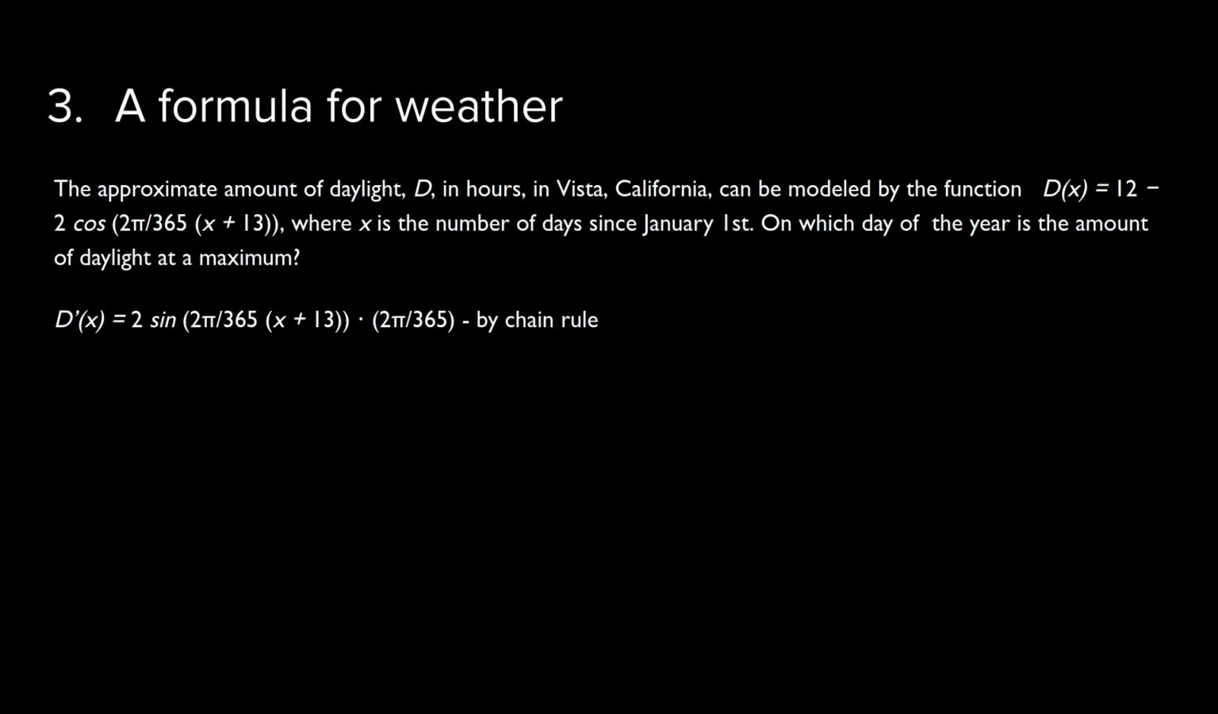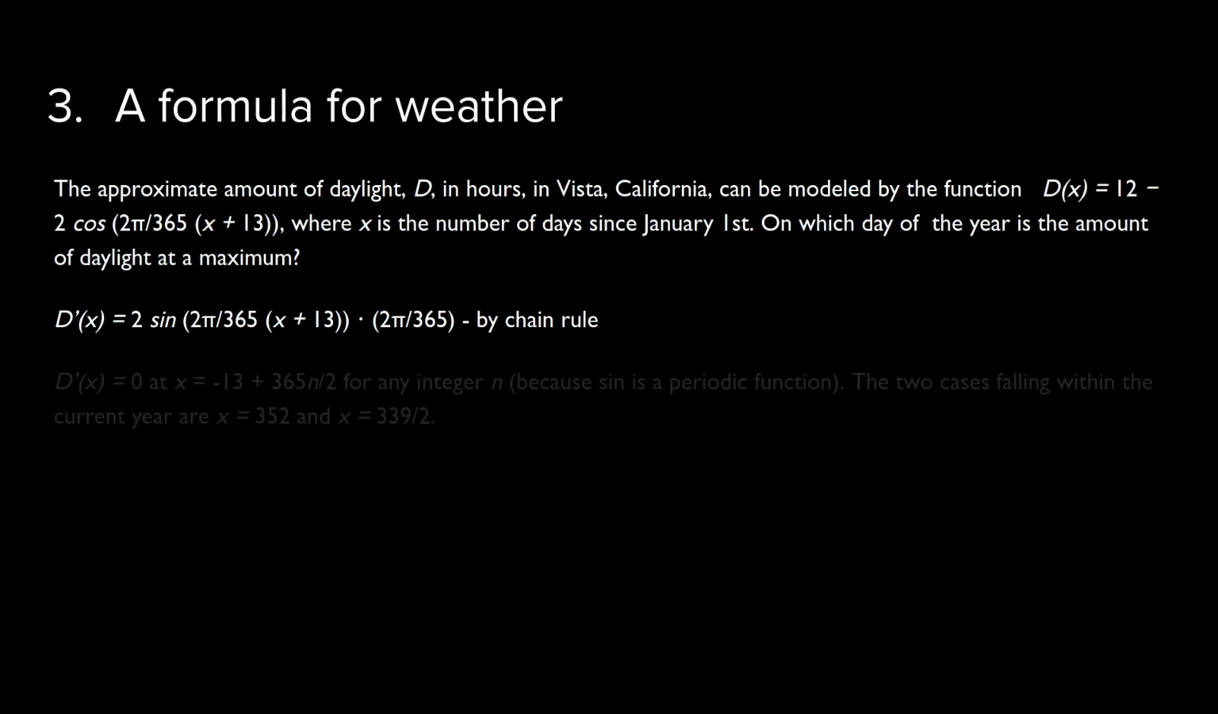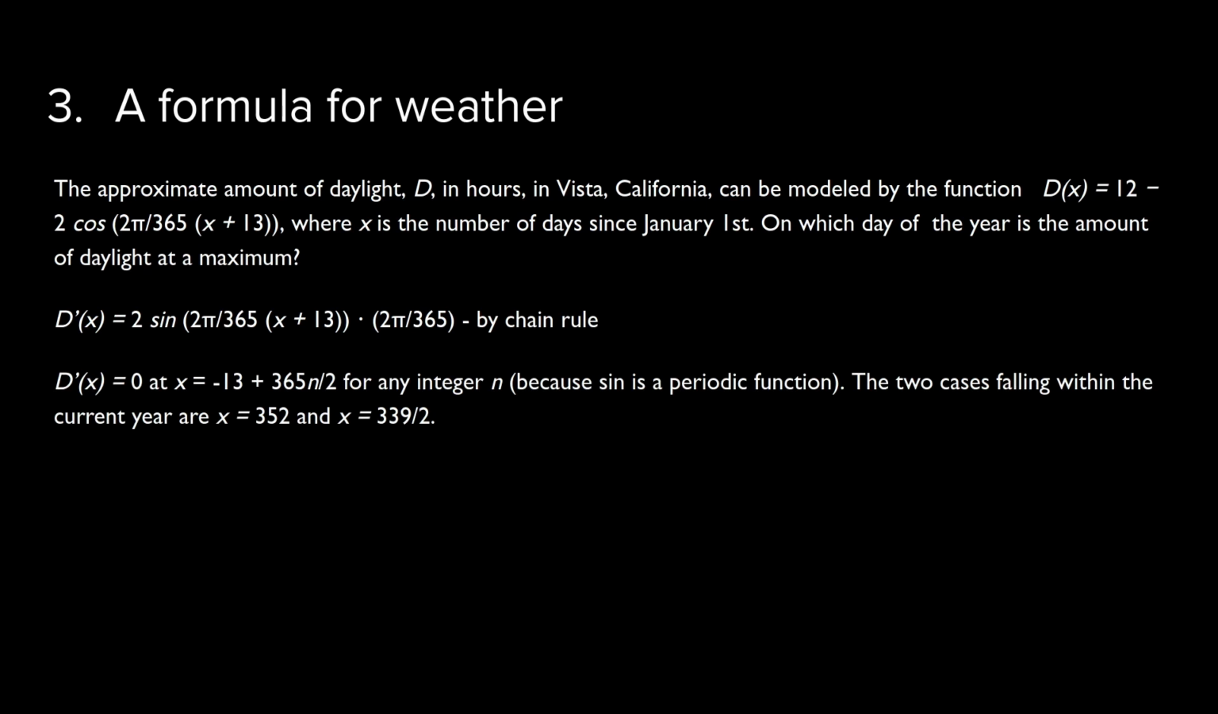So we know for a fact that negative 13 will work, because that plugs out 0. And then we can also increase x by 365 over 2 as many times as we want, because when we multiply that by 2 pi over 365, that'll just get pi. So we can write that like this. And now we're only going to consider the two cases falling within the current year, because any other case can just be considered the same date but in a different year. So the two cases we have are 352 and 339 divided by 2.